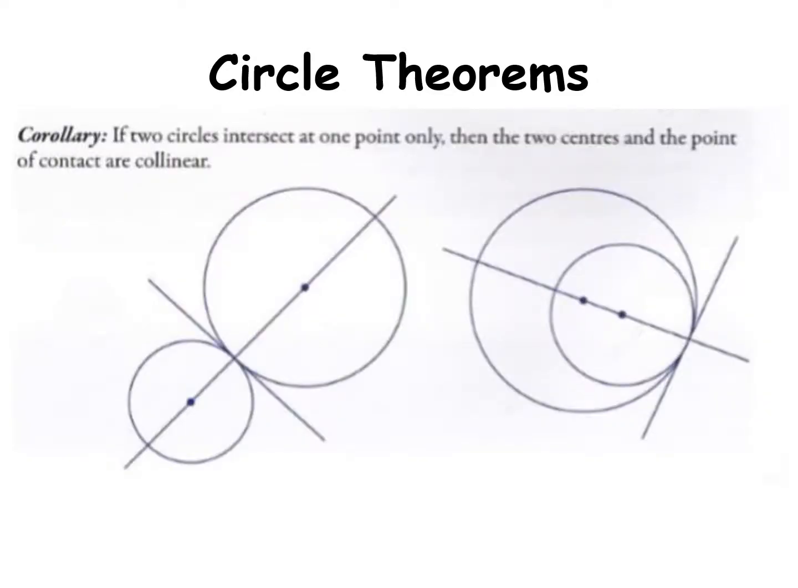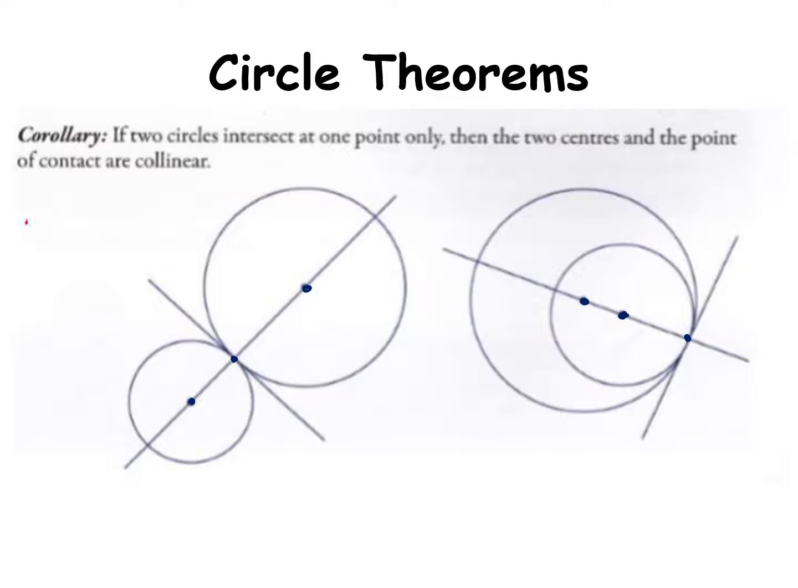The corollary of that theorem, theorem 20, is if two circles intersect at one point only, then the two centers and the point of contact are collinear. We would have looked at collinear quite recently when we did the area of a triangle. Remember, collinear means lie on the same line. So here's my point of contact. There's my center 1, there's my center 2. Similarly here, center of the big circle, center of the small circle, and the point of contact.